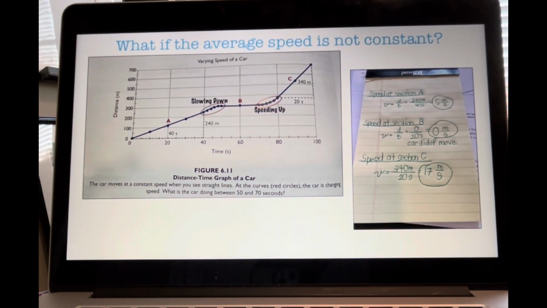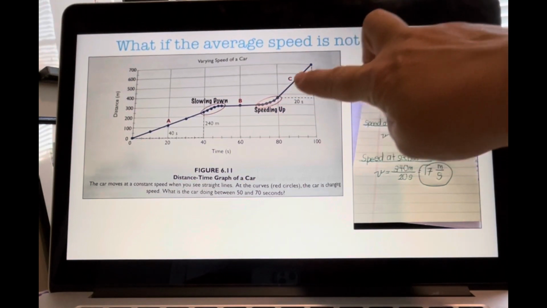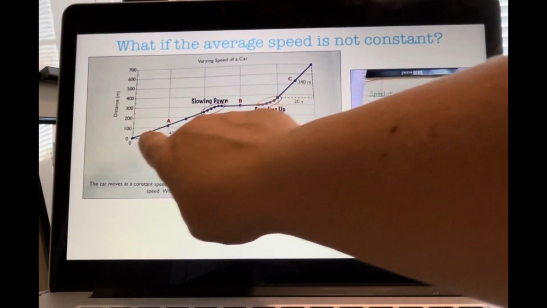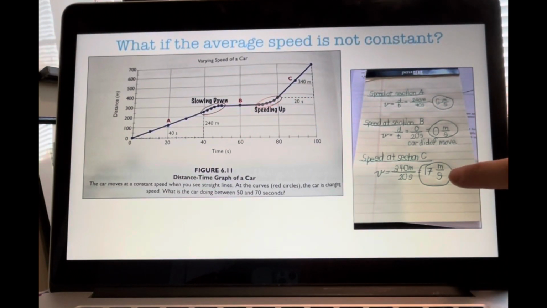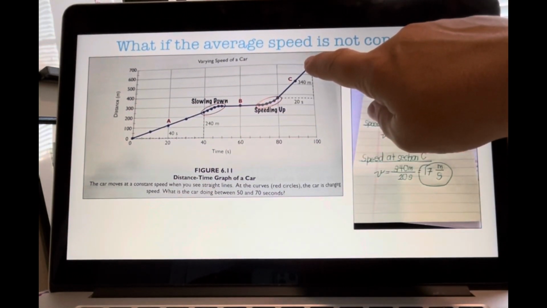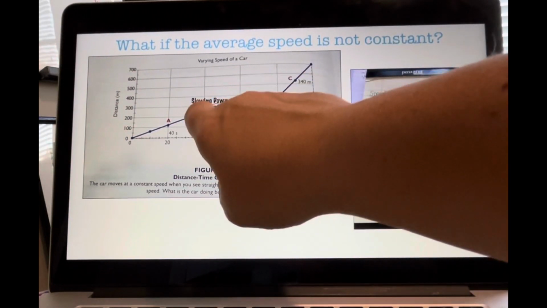Let's figure out the speed of the car during that time interval. So the speed is the distance over time. 340 meters over 20 seconds equals 17 meters per second. The car is moving faster during the last 20 seconds of the graph than it is during section A. So it's moving faster here than it is here. We can see that with our numbers. It's moving at 17 meters per second here. It has a steeper slope. And here, it's moving at 6 meters per second.